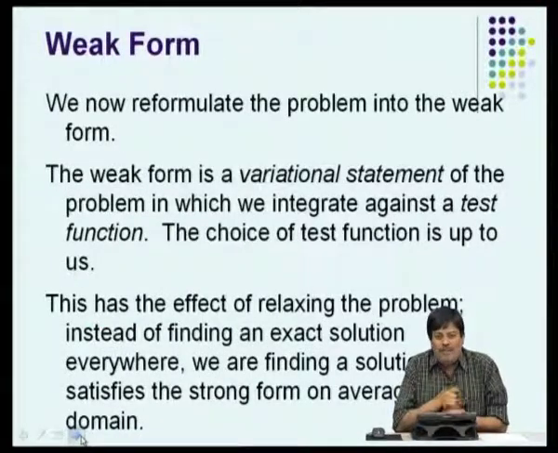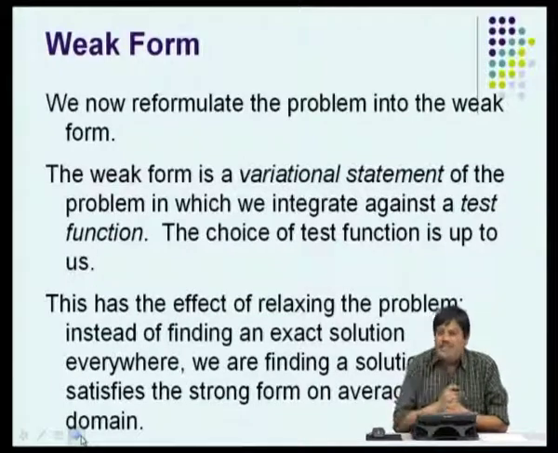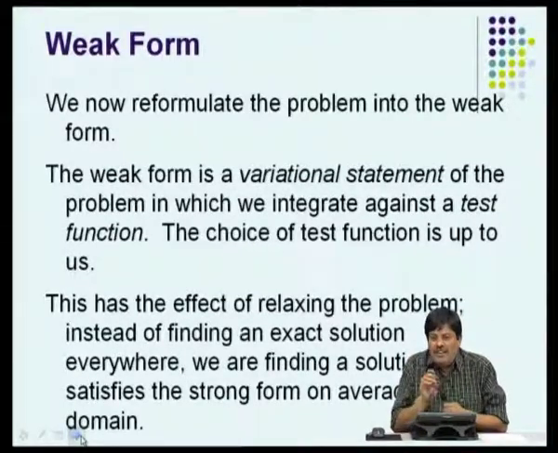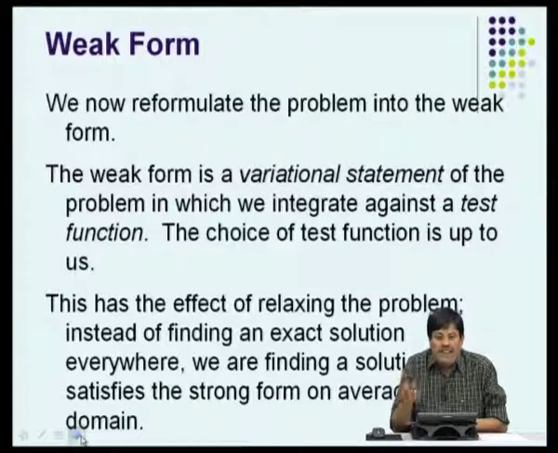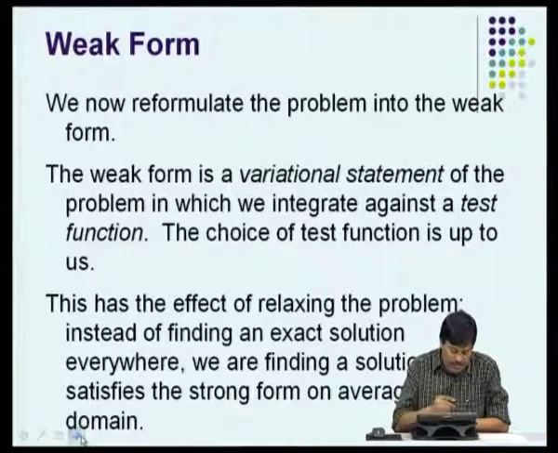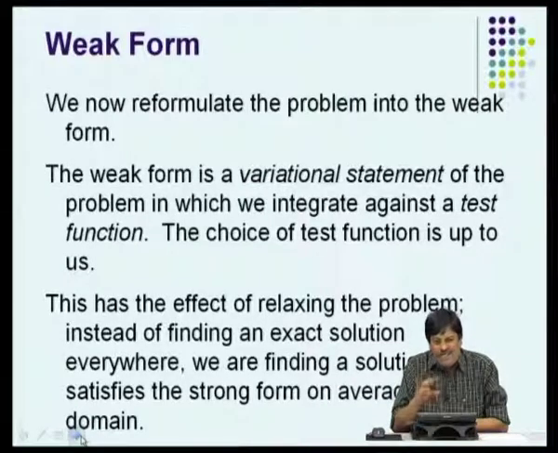Now, we reformulate the problem into a weak form. A weak form is a variational statement of a problem in which we integrate against a test function or a weight function, and the choice of weight function is up to us. We discussed this at length in the last lecture. In doing so, we are relaxing the problem a little bit. Instead of finding an exact solution, we are trying to find a form of the governing equations or the equilibrium equations which is amenable for numerical solution. So, in short, we can say that a weak form satisfies the strong form in an average sense over the domain.